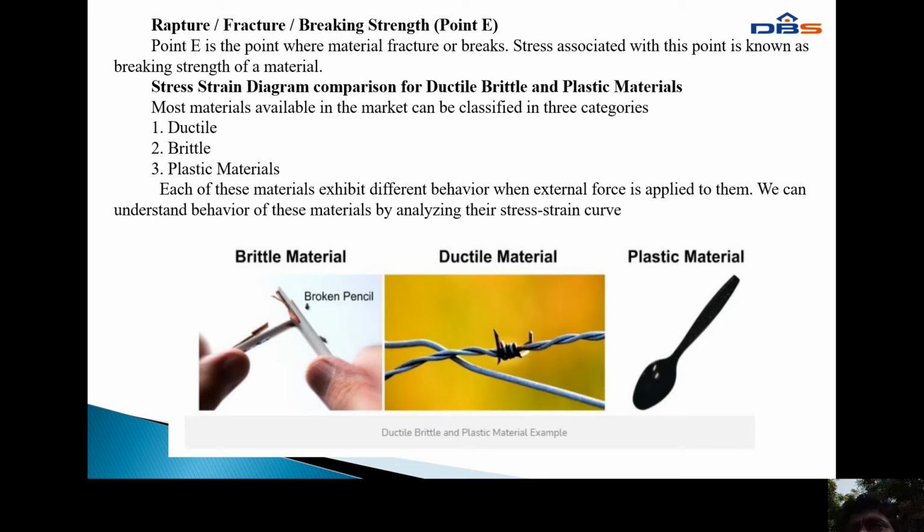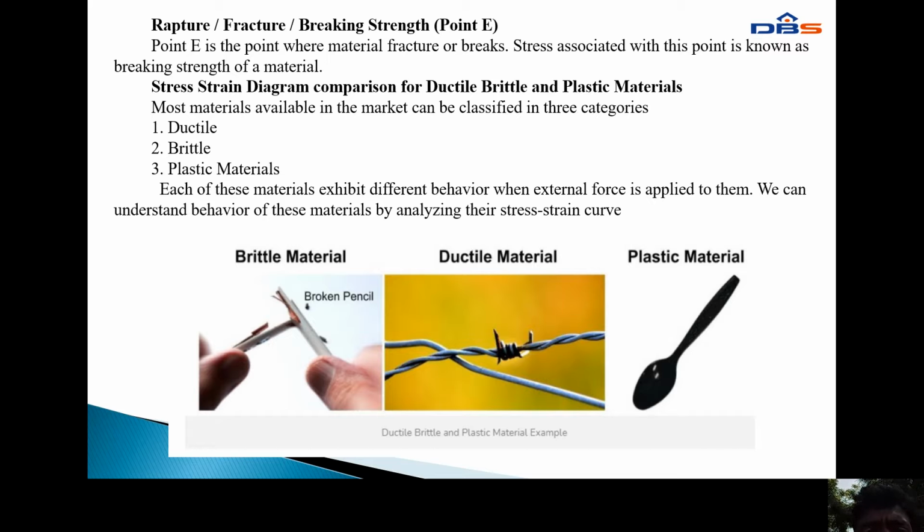Ductile materials means we can apply force and the material can be drawn into thin wires or thin sheets. Thin sheets means malleability. Ductile means thin wires. We can apply force on a body and it is drawn into thin wires. That is called ductile material.